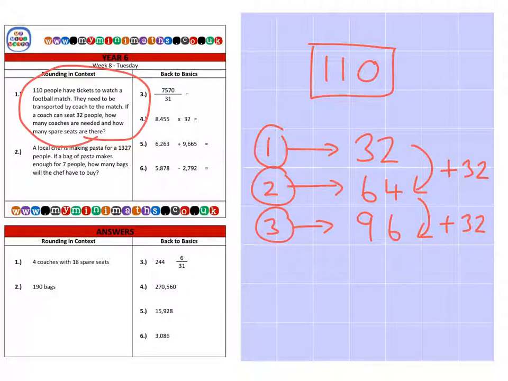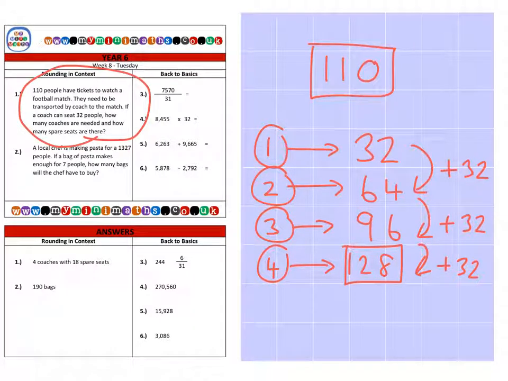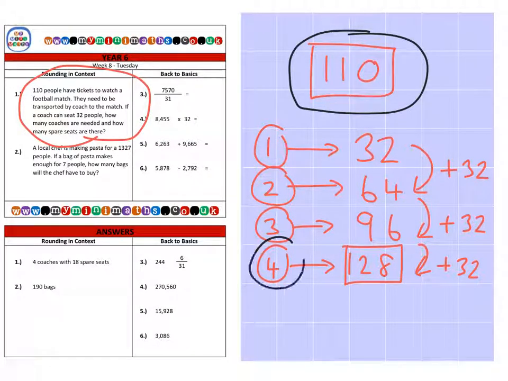But clearly, because we can't leave those behind, we need to make sure we organise an extra fourth coach so we can take the remaining people. Now, if we add 32, the space for 32 more fans on this fourth coach, giving us a grand total of 128 possible people who can go. Well, now we only need 110 to be transported. So therefore, the first part of the question is, we need 4 coaches because we can't leave anybody behind.